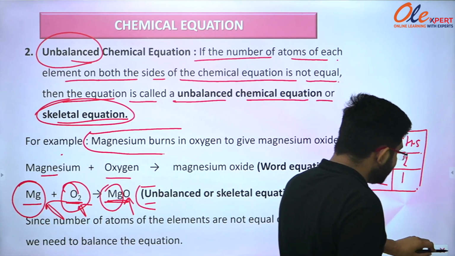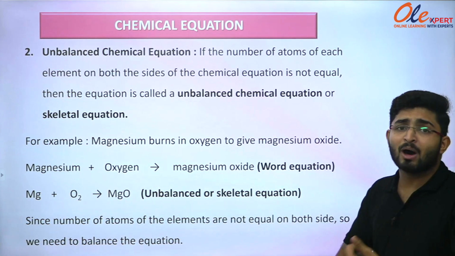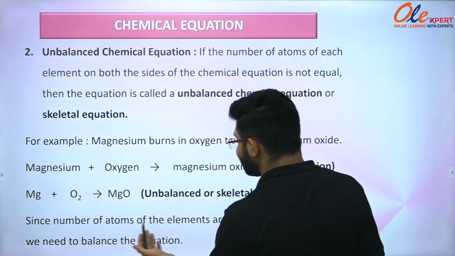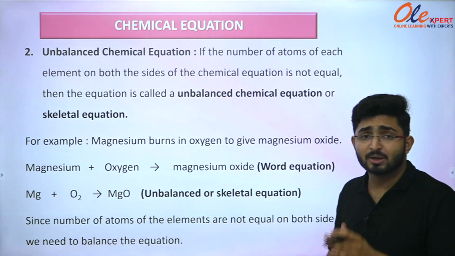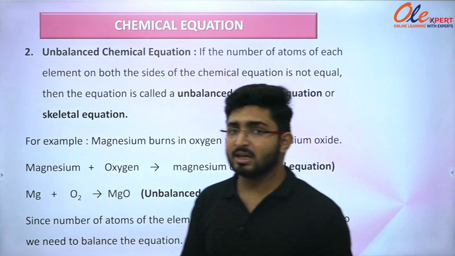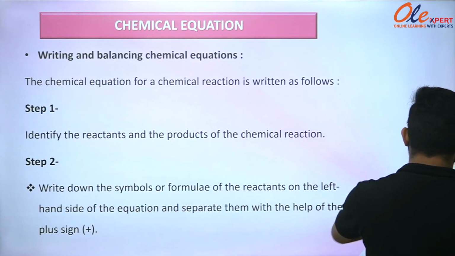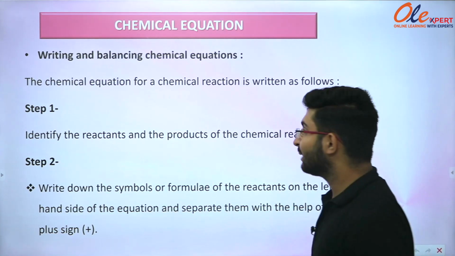Okay. Now we are moving further: if we have an unbalanced chemical equation, then how can we balance it? It is written here, since the number of atoms of the elements are not equal on both sides, we need to balance the equation. But what is the process to balance the equation? We are moving on to writing and balancing chemical equations: how you can write the chemical equation and then how you can balance it.